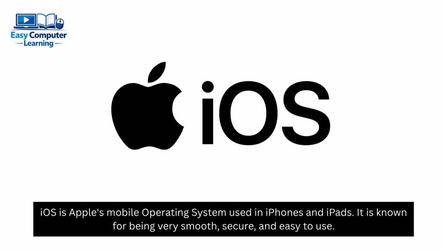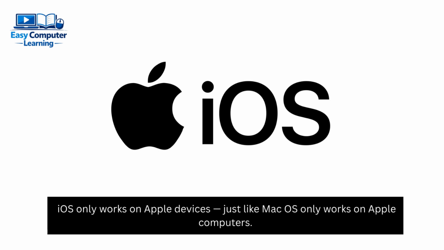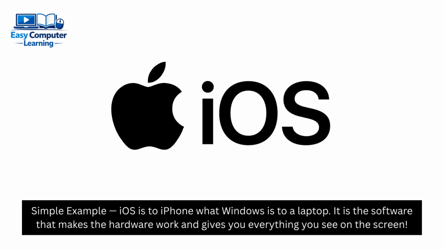iOS. iOS is Apple's mobile operating system used in iPhones and iPads. It is known for being very smooth, secure, and easy to use. iOS only works on Apple devices, just like macOS only works on Apple computers. Simple example, iOS is to iPhone what Windows is to a laptop. It is the software that makes the hardware work and gives you everything you see on the screen.